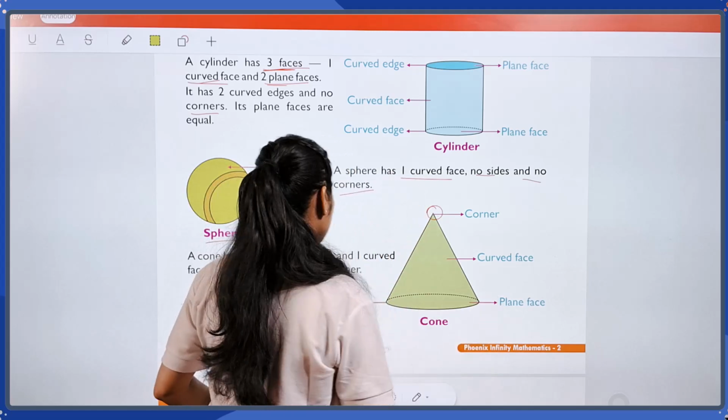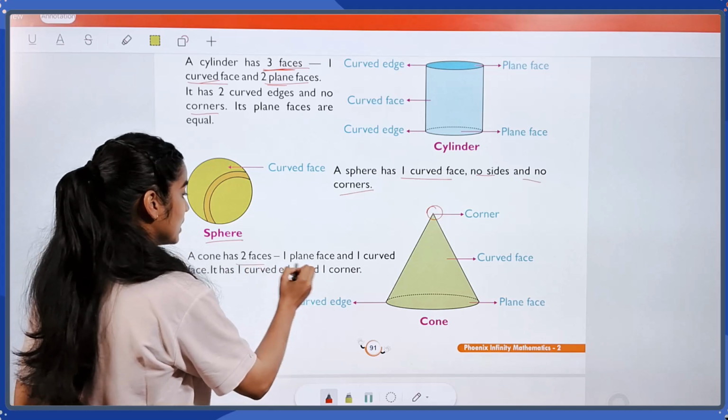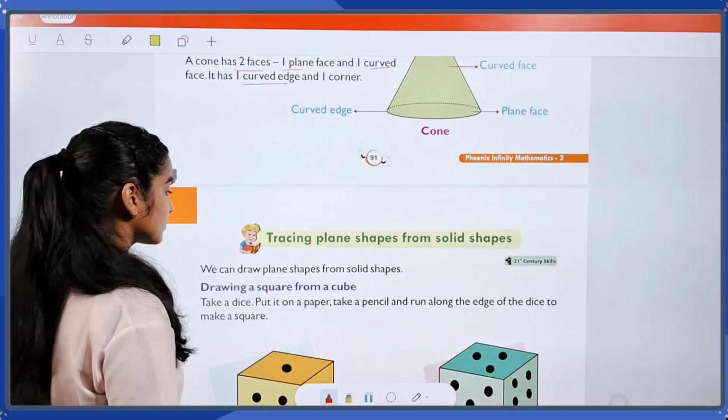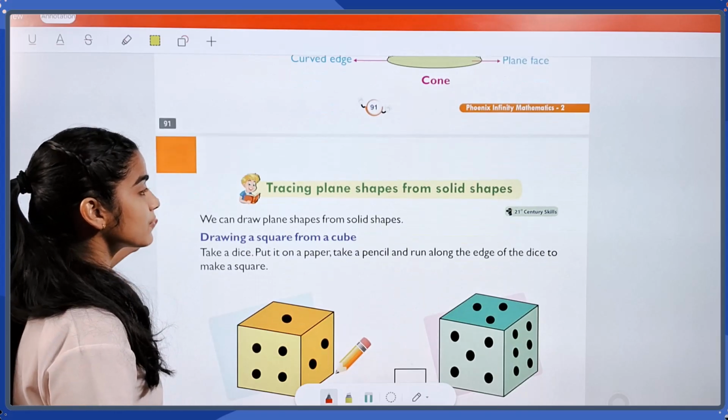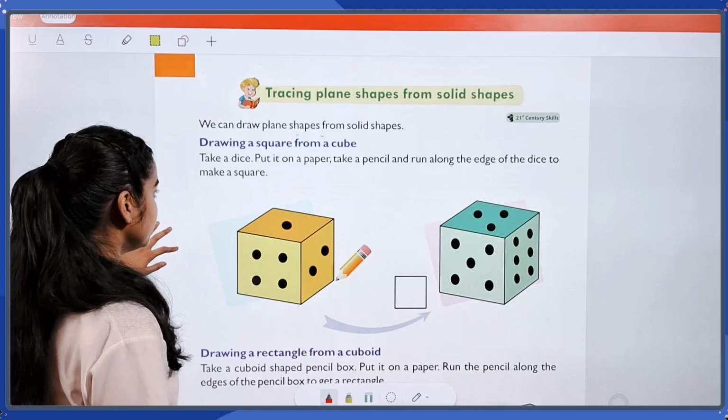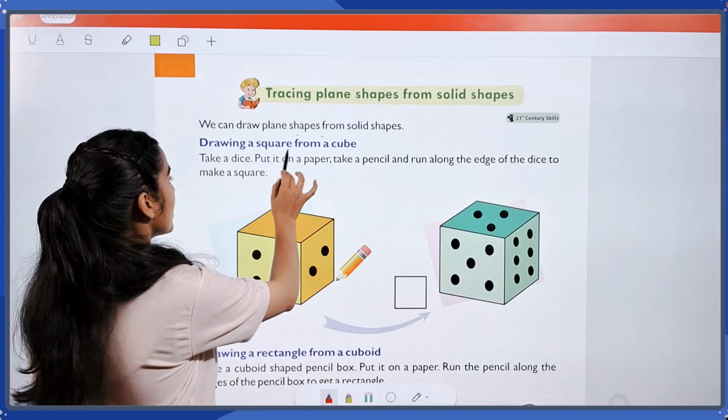And this is our plane face. Two faces, one plane, one curved, only one curved edge and one corner. Now, tracing plane shapes from solid shapes. We can draw plane shapes from solid shapes. How? Drawing a square from a cube.